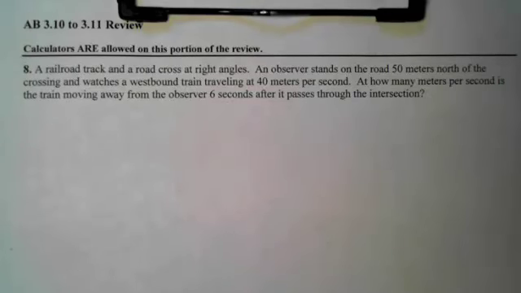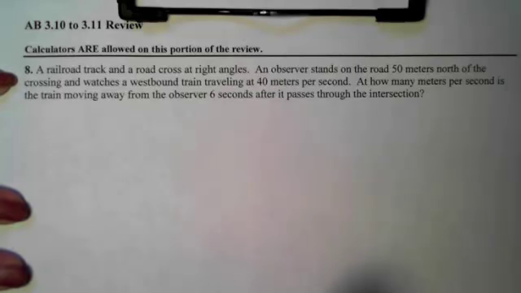This is the 310 to 311 review. Calculators are allowed, though you probably won't need them for a lot of these problems. Number 8, a railroad track and a road cross at right angles.